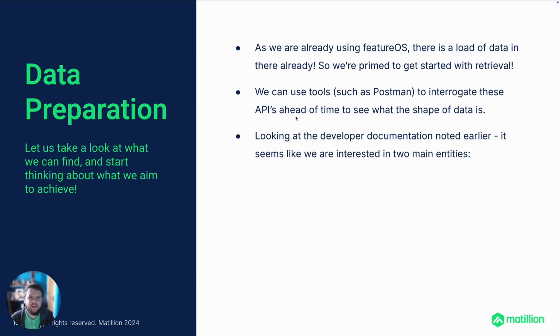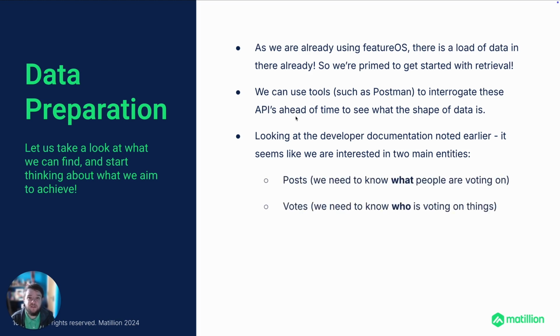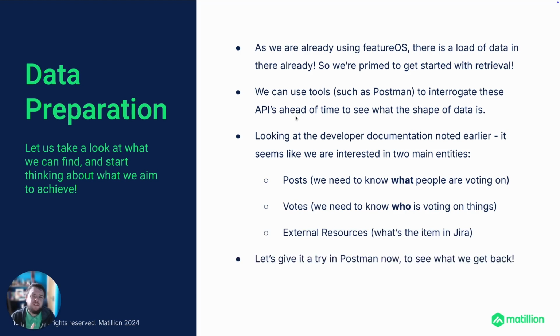And in this case, we're likely looking at 2, maybe 3 main entities. We're looking for posts, what people are voting on, and the votes, who is actually doing the voting. And there is likely something in regard to external resources as well. So let's switch pace. Let's take a look at the data in Postman.